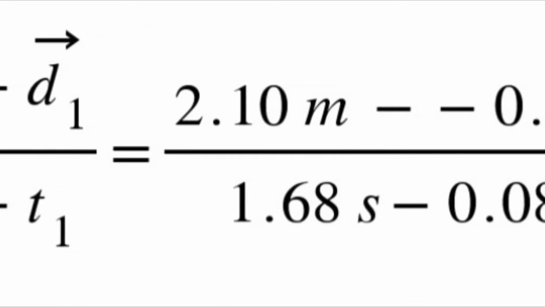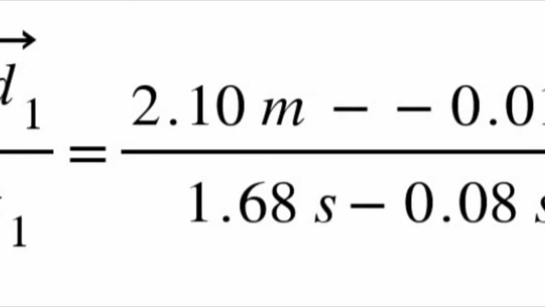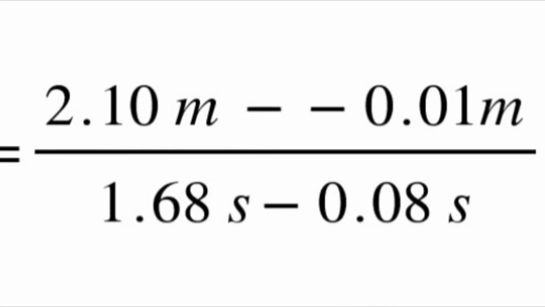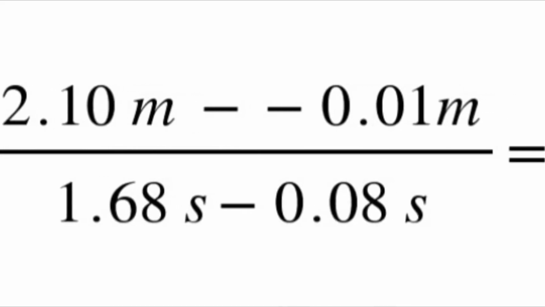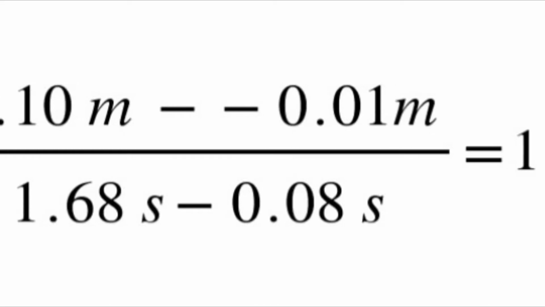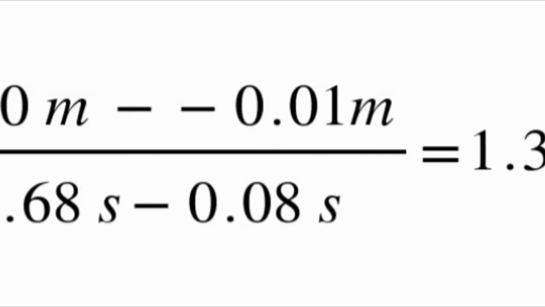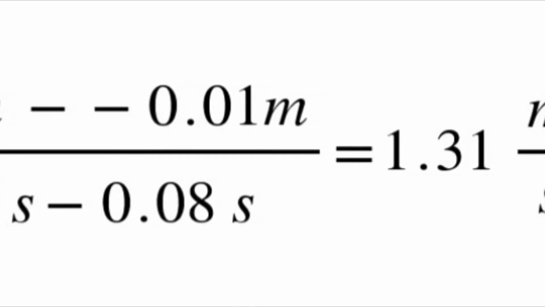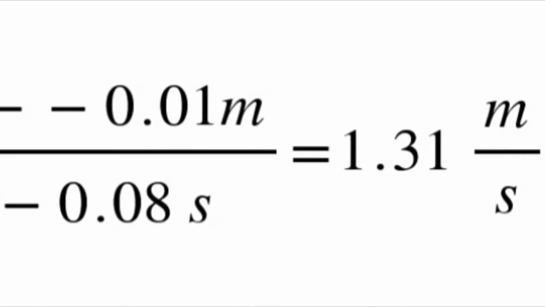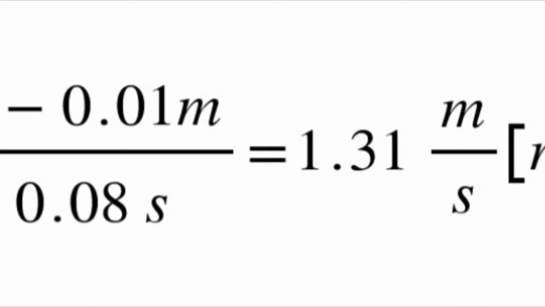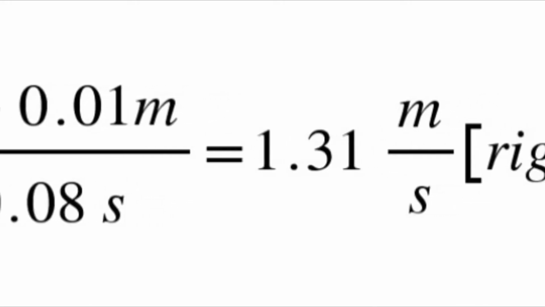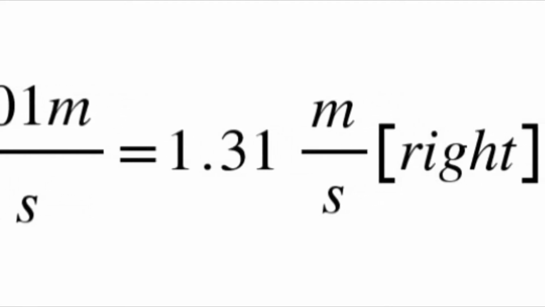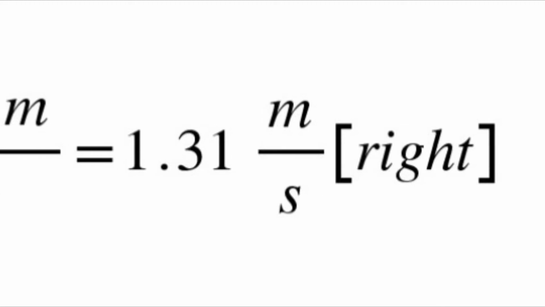So anyway, to carry out our calculation, on top we have our final distance of 2.1 meters. Subtracted from that is our initial position, I should say, of negative 0.01 meters. That's all divided then by 1.68 seconds subtracted by 0.08. You can see time is never a vector quantity, hence it's never going to be a negative value. You end up with 1.31 meters per second as your answer. Since that's a positive value, we know then that the object was moving towards the right.